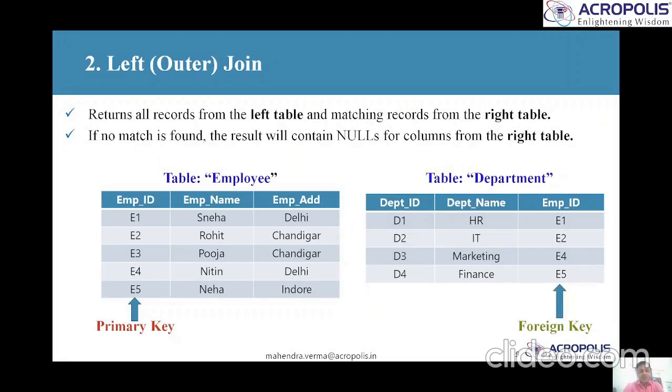Again I am having both the tables which I have already used in the previous type of join, that is inner join. Now in case of left outer join, after joining both the tables we will get all the records from the left table and only the matching records from the right table. And if there is no match found in both the tables, the result will contain nulls, but these nulls will be coming from the columns of the right table. So let us take the query and we will observe the output.